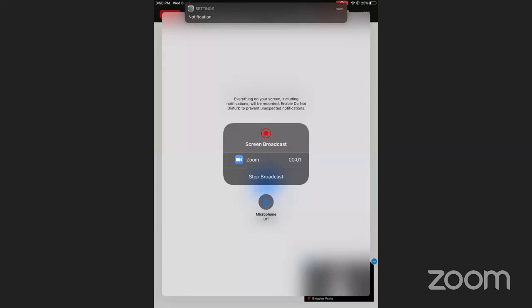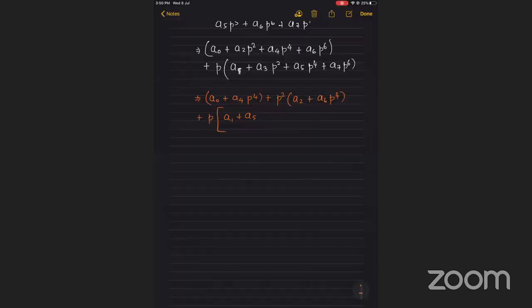Oh, I'll just share this screen a minute. Okay, sir. Yeah, I'm just restarting the screen. Okay. Yeah. A5 P power 4 plus P square into A3 plus A7 P power 4.